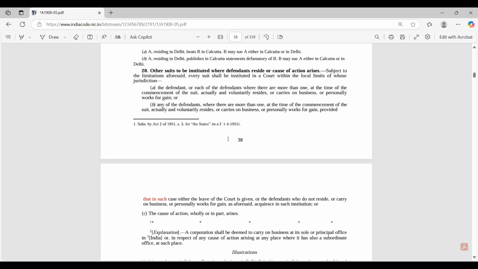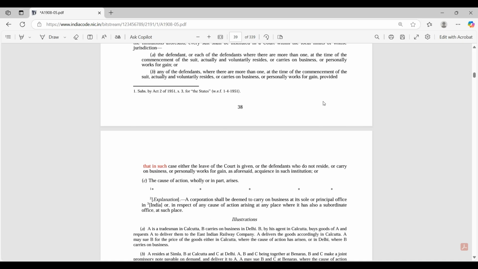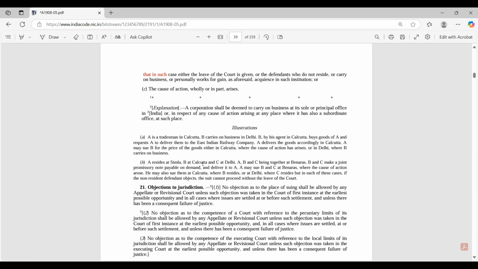Now, coming to the last section of today's segment, which is section 20, other suits to be instituted where defendants reside or cause of action arises. So, from the title itself, you can understand that you can institute a suit where defendants reside or the cause of action arises. So, for this, let's see the illustration.